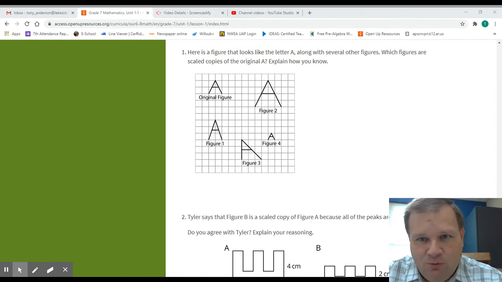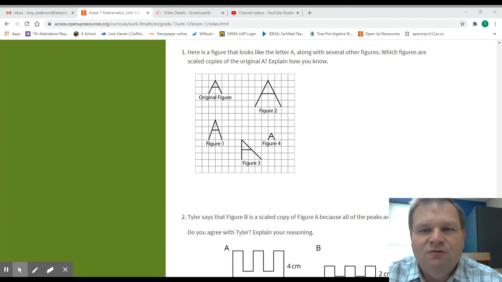So if you look at number 1, you have some figures. You have to choose which figure is the scaled copy. Now remember, we said that it's not going to change anything. So we see it's going to look exactly the same. So we see that figure 3 is automatically out because it does not look exactly the same. So we have to look at some lengths.